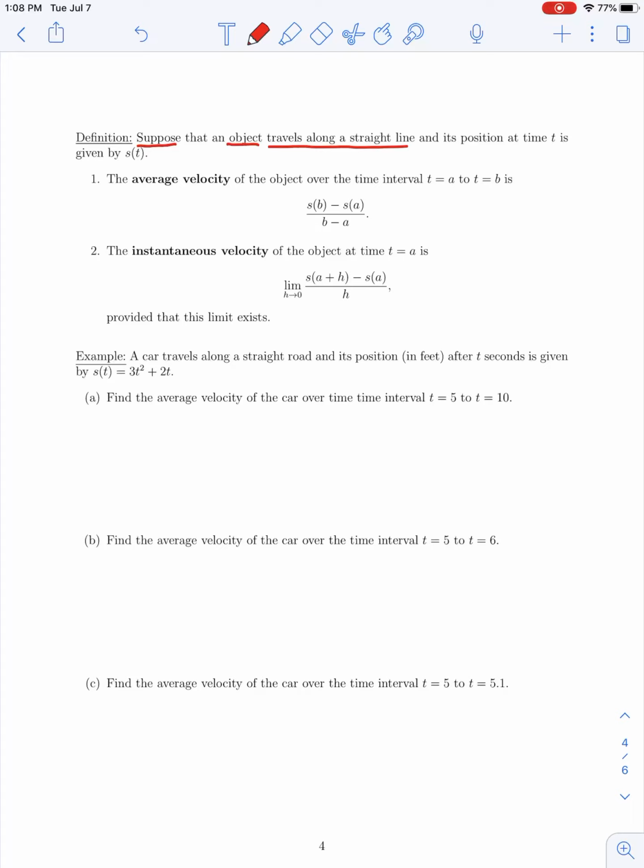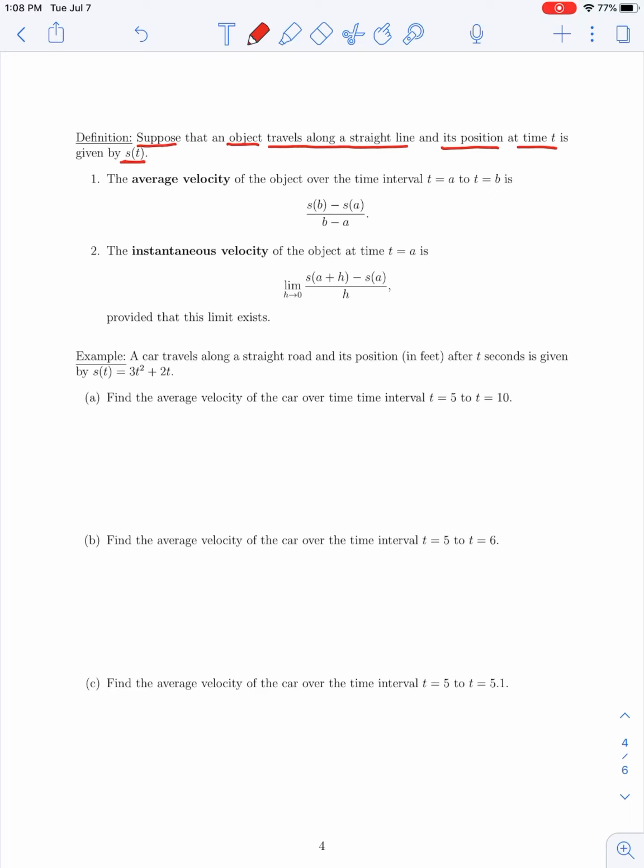straight line. And we would say that the position of our object at time t is given by a function s of t. So typically in calculus, you'll see s of t as representing a position function, where t represents time.